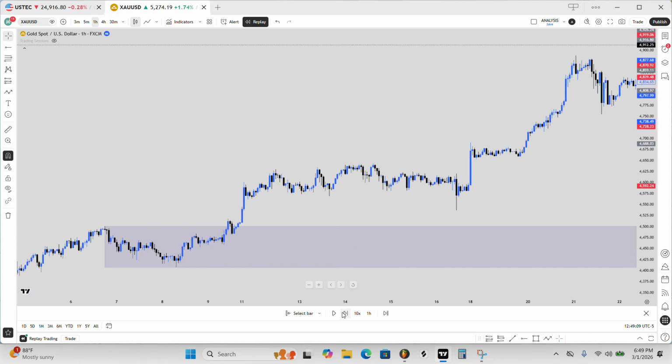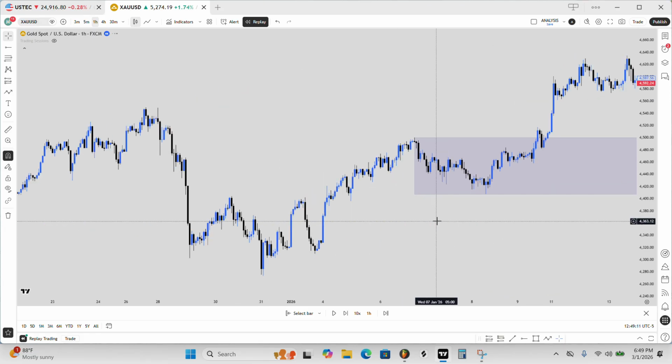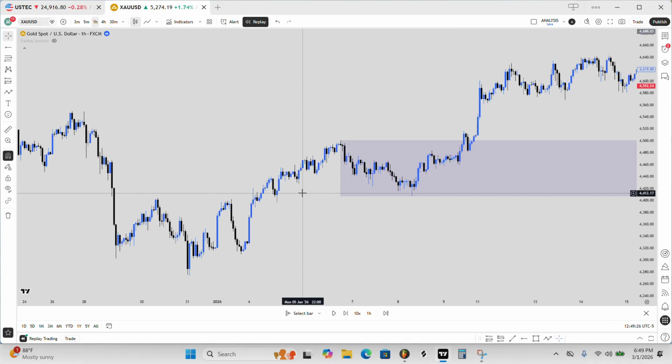I took some trades in the first week of January around this portion. I was taking buys up until this point. I started taking losses on my buys, then I switched from buys to temporal sells, and I won about two or one sell. Then the market reacted to this order block, and I started buying again.